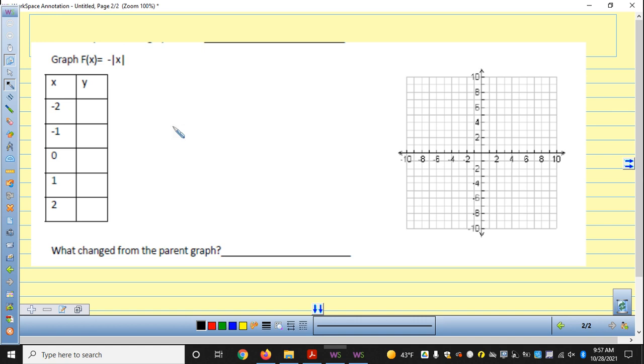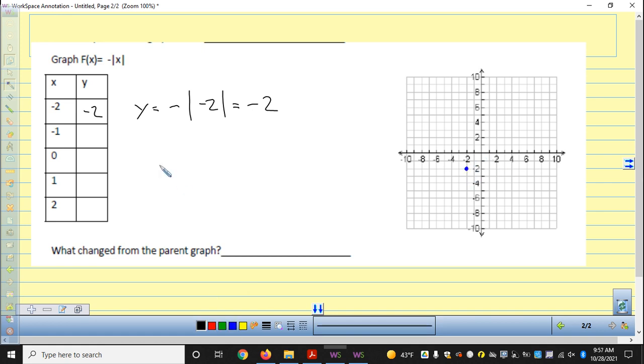So we're going to plug in our numbers and calculate. So for this first one, we get y equals negative absolute value of negative 2, which is negative, absolute value of negative 2 is 2. So we get negative 2. So our point is at negative 2, negative 2. Here we get y equals negative absolute value of negative 1, which is negative 1. So we get a point at negative 1, negative 1.